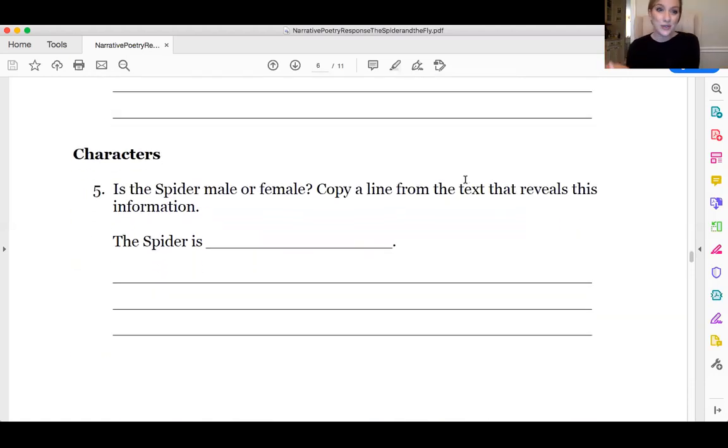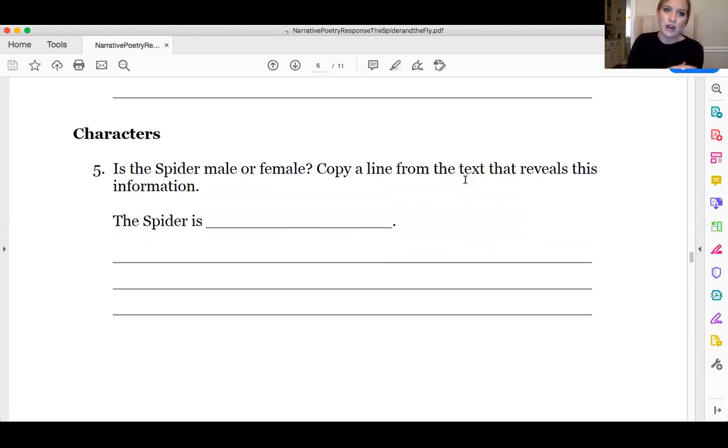Okay, let's get to our characters. Number 5, is the spider male or female? And kind of how do you know that? The spider is male, and I know this by the pronouns that are used, him, his, and sir.